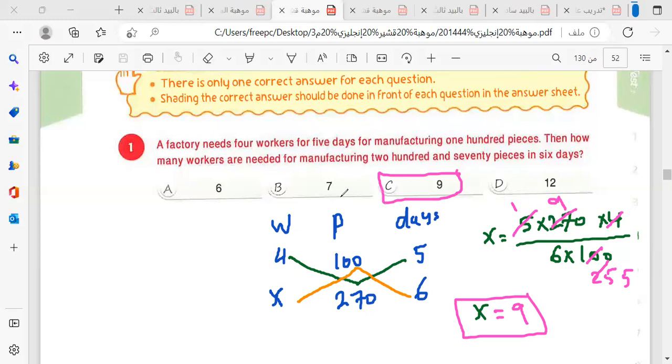Is it clear? Eileen, Fajr, Ritaj. Yes. Right, good. Okay, now that we found the workers, X equals 9.